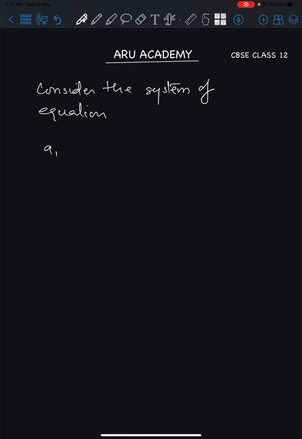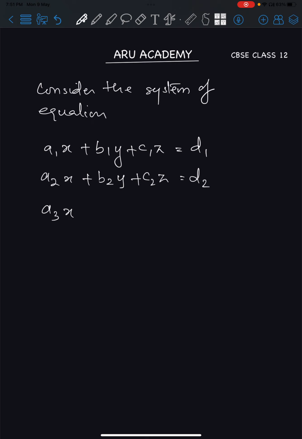In general, let us take a1x plus b1y plus c1z is equal to d1. Next equation, a2x plus b2y plus c2z is equal to d2. And the third equation, a3x plus b3y plus c3z is equal to d3. For solving these equations, we will take matrices.